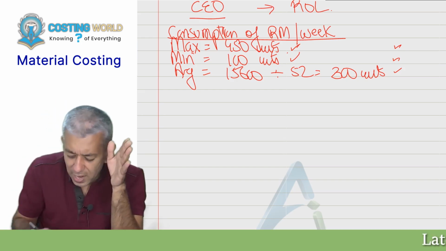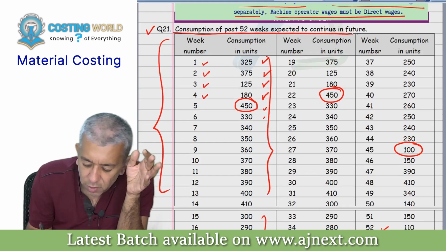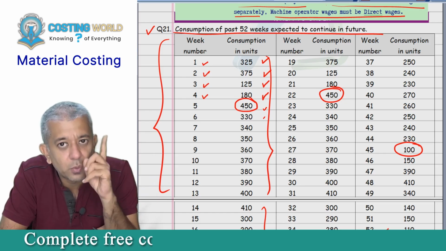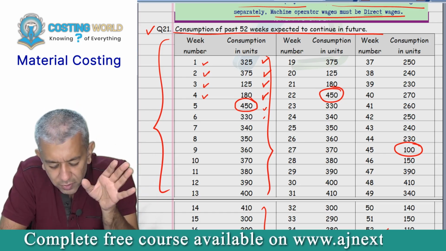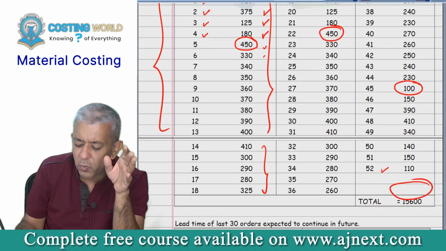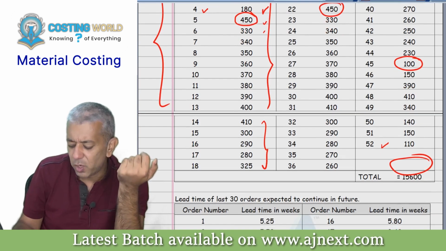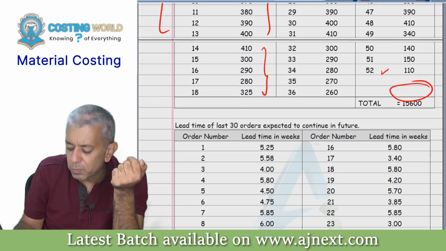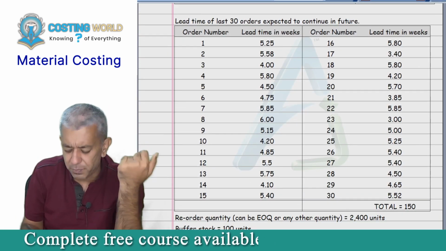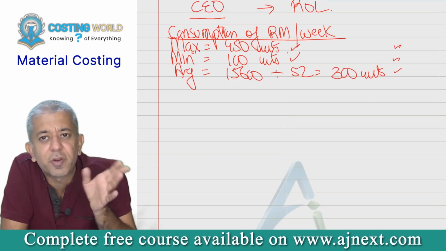Okay. But I have written one line over here, right in the beginning: consumption of past 52 weeks expected to continue in future. So therefore, I think whatever has happened in the past, my future is going to be almost like that only. And you all will understand, mostly, unless future is very different as compared to your past, it is okay for us to assume that future will be kind of a reflection of your past.